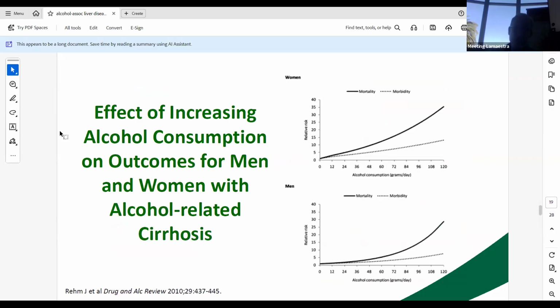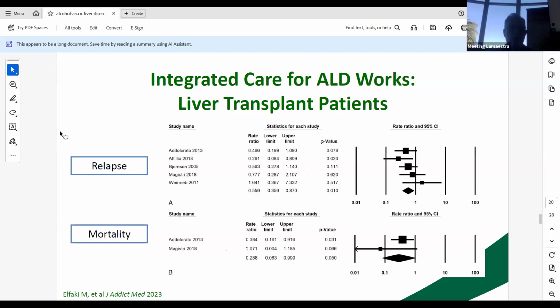Abstinence is key, and this just has to do with drinking alcohol. Drinking alcohol on top of fatty liver can lead to these incredibly sad outcomes. If you have a team approach for managing alcohol use disorder and alcohol-associated liver disease, it clearly makes a big difference.